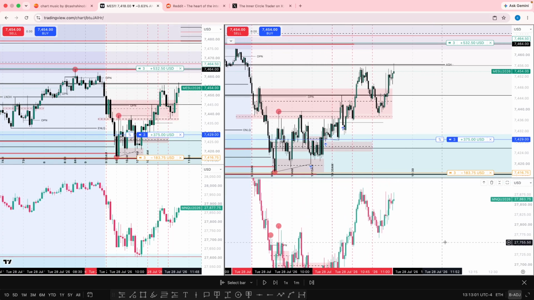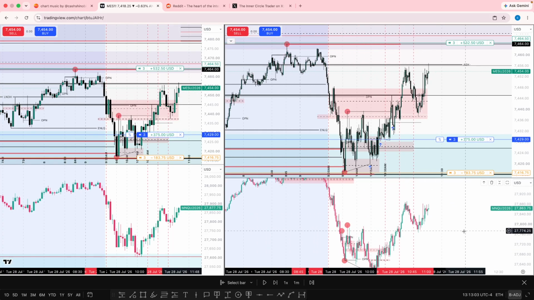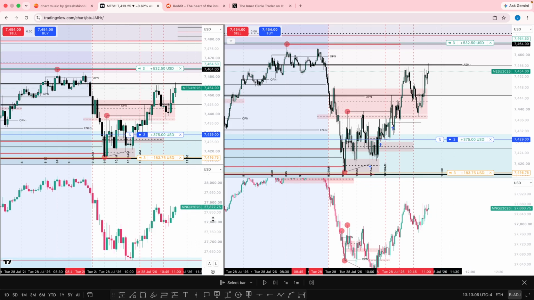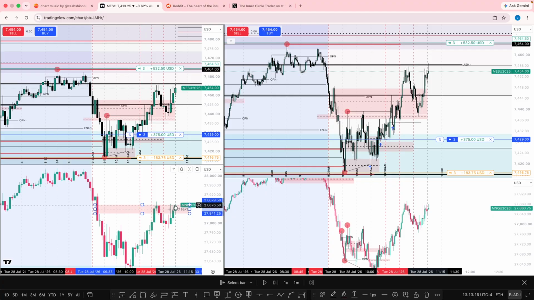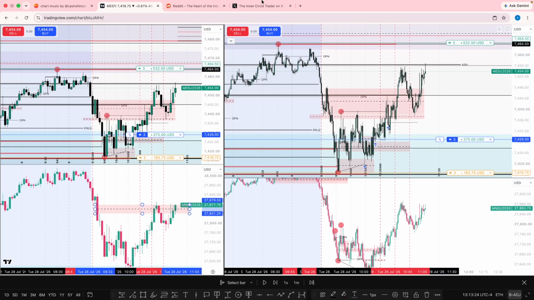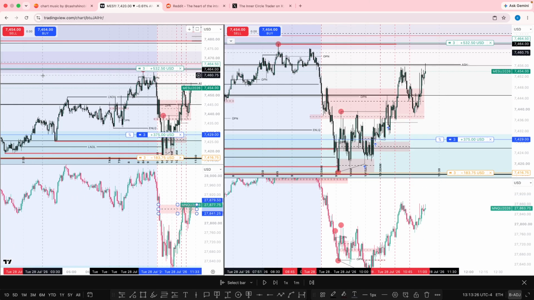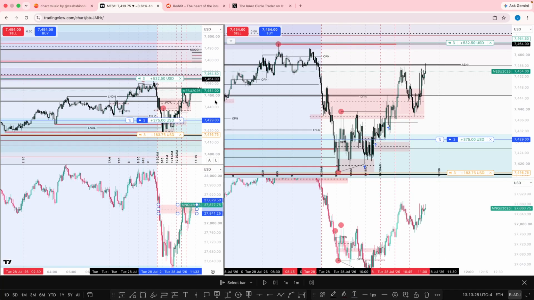So what is happening? Let's see where price is at on MNQ. Take that inversion fair value gap right here. And we want to see if price is closing above it. Yes, price is closing. There's bodies closing above that. So price could potentially keep going up. Where could price be targeting? Let's go back here.